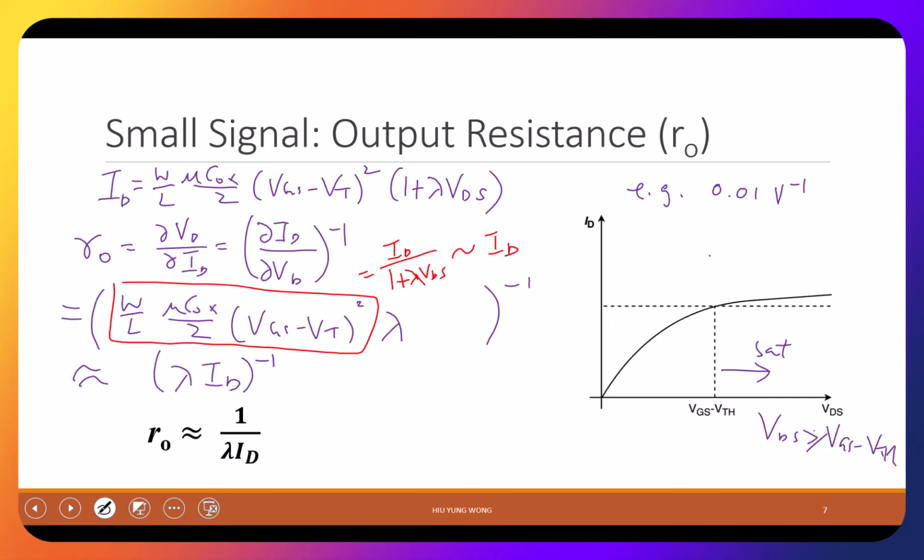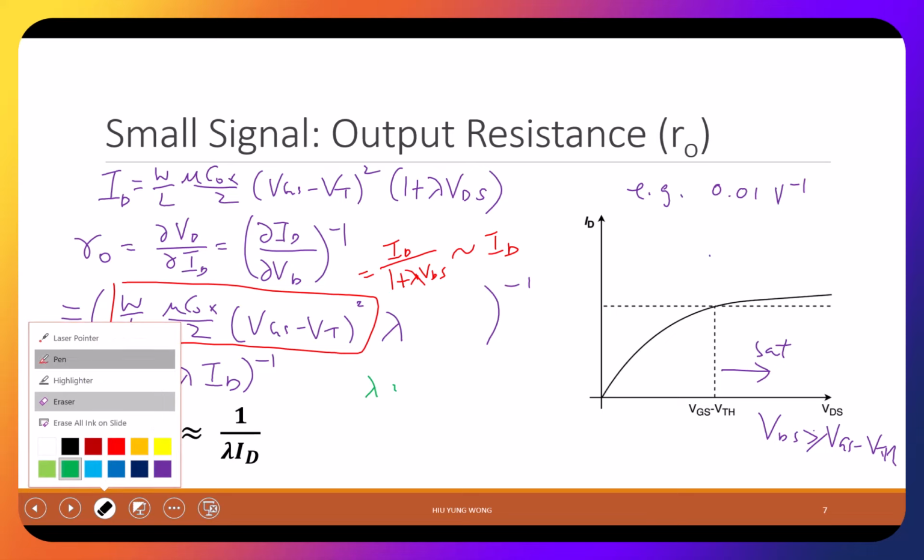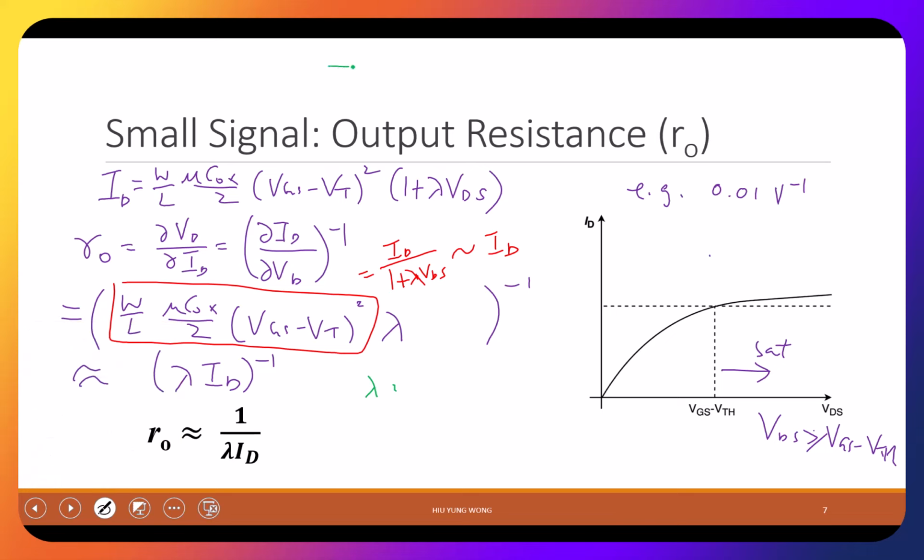Lambda is channel length modulation, right? The parameter for channel length modulation. So again, do you still remember I talked about why we have the channel length modulation? It's because of the pinch off, right? Once you go to saturation, you pinch off at that point. Let's say this is VD equals to 2 volt. And then you further change this to 4 volt, for example. Then maybe you pinch off at this point. Remember this one?